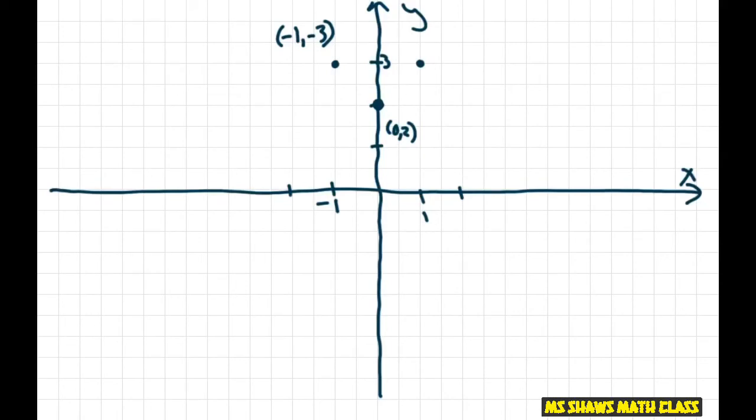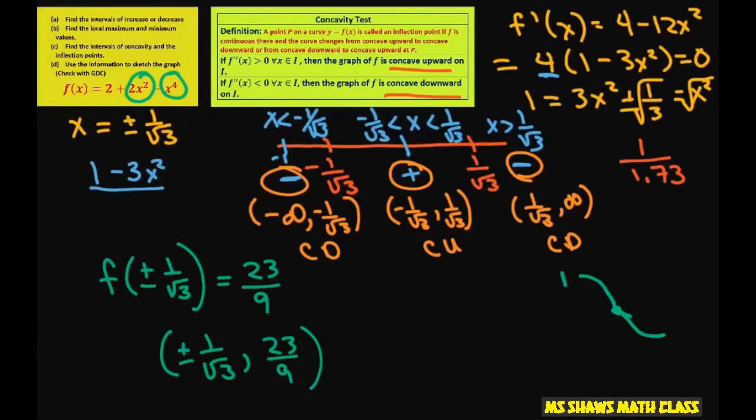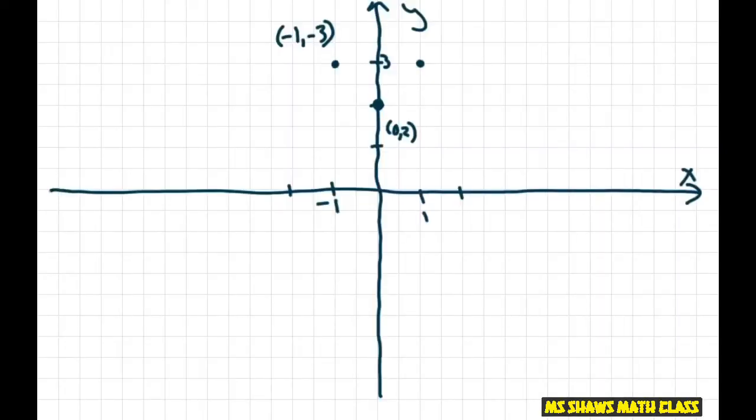It looks like I didn't put my inflection points, so let me write them down again. Okay, I have them. All right, so basically, let's plot the inflection points. 1 over square root of 3 is a little less than 1. And then it goes to 23 over 9. 9 goes into 23, 2 and something. So I'll just put it about here.